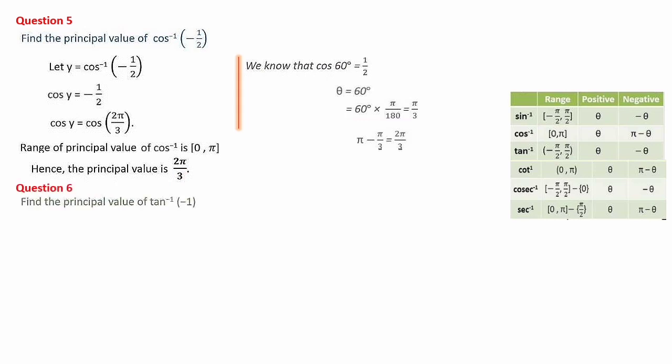Next is question number 6. Find the principal value of tan inverse of minus 1. It is a quite simple question. Previously also we have done the similar type. So let it be y. Y is equal to tan inverse of minus 1. Take this tan inverse to the left side. Tan y is equal to minus 1.